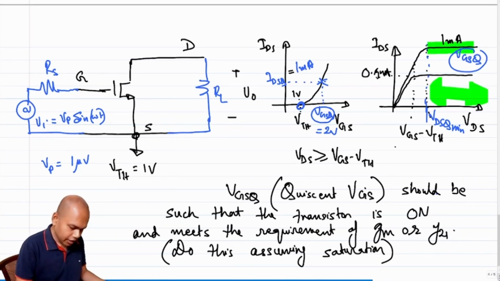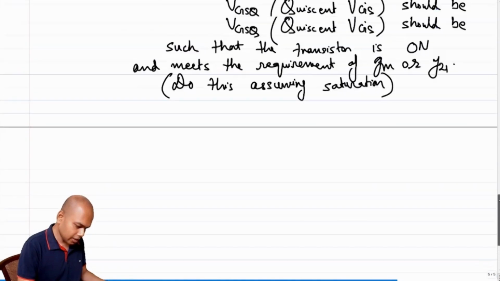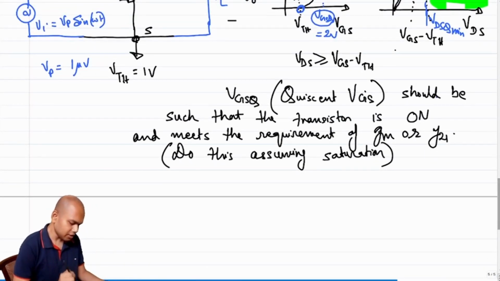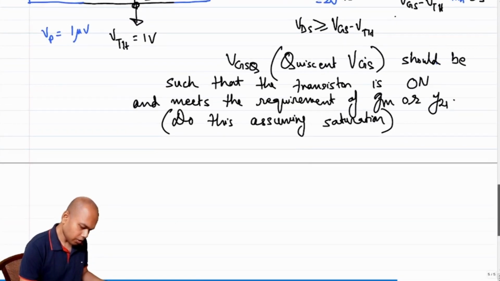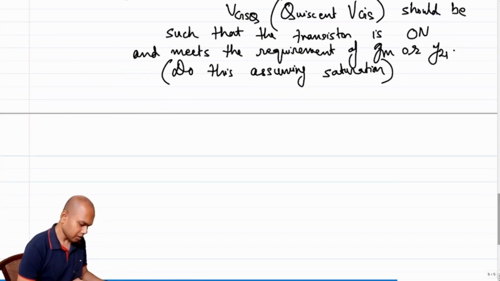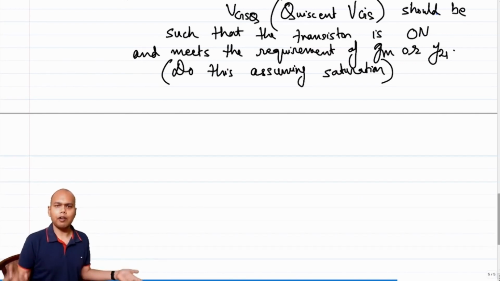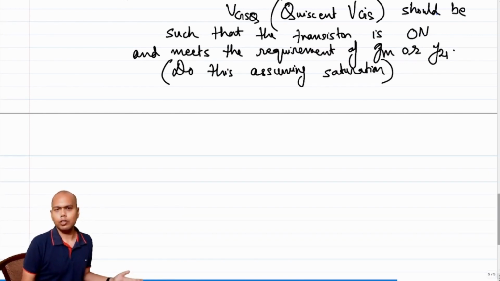So okay, fine. So if that is the scenario, then what should we do? So we need to ensure that we get the value of GM. Now, from where will I get the value of GM? I haven't told you anything.